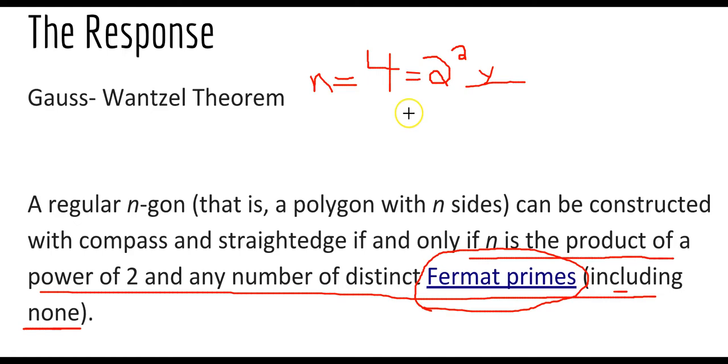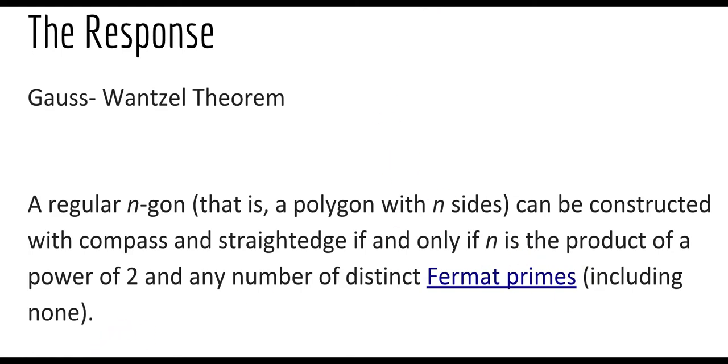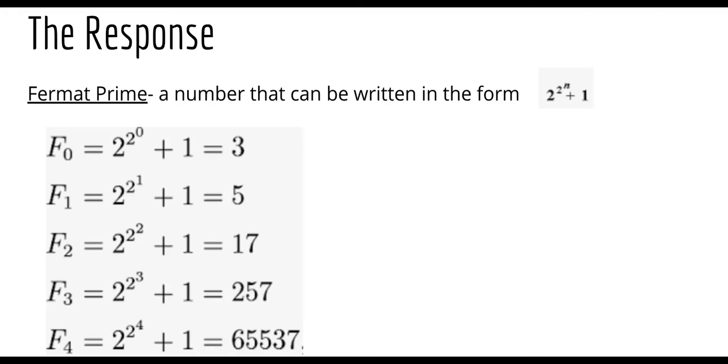Okay? Same thing can happen if I can construct an octagon. 8 can be written as the product of a power of 2 and no Fermat primes. So when you're dealing with those shapes, you're not going to have any of these weird Fermat primes, whatever numbers those might be. But moving forward, those Fermat primes are what really make it possible for us to create that 17-sided figure.